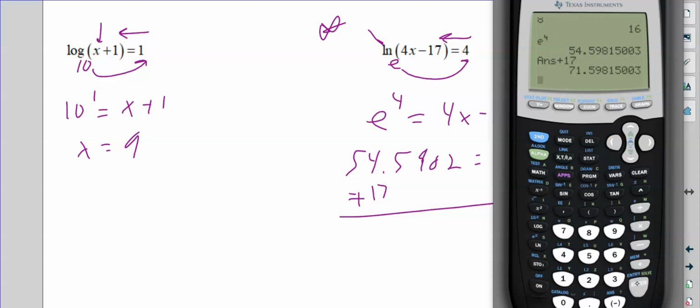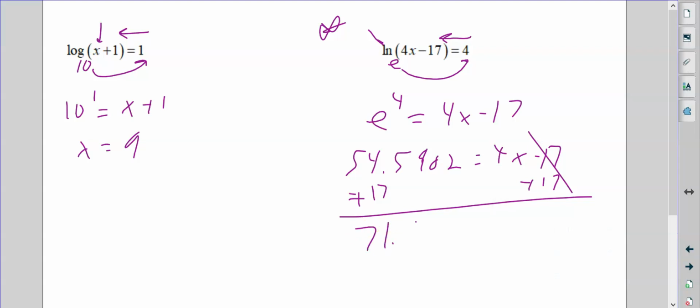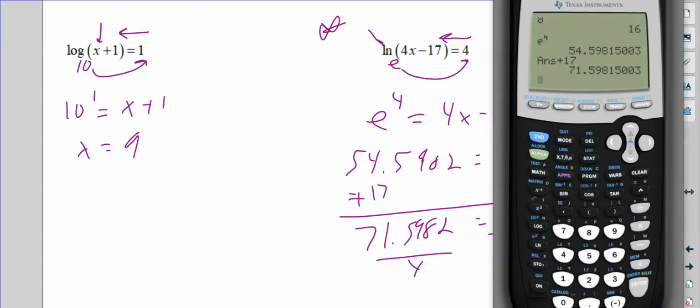And there's 71.5982. And then we just divide by 4. And then we get 17.8995.